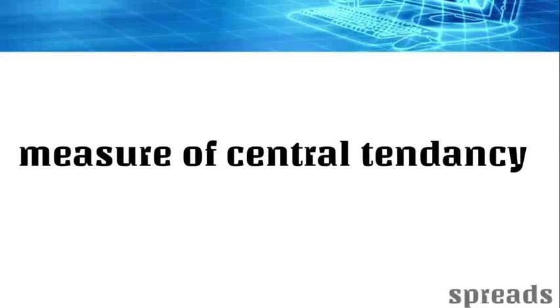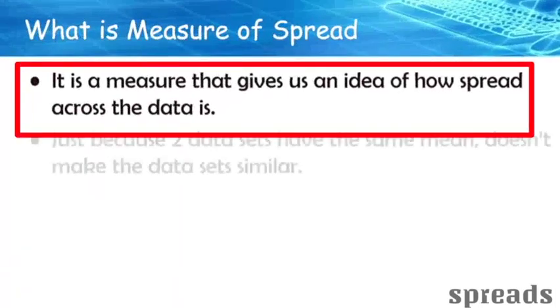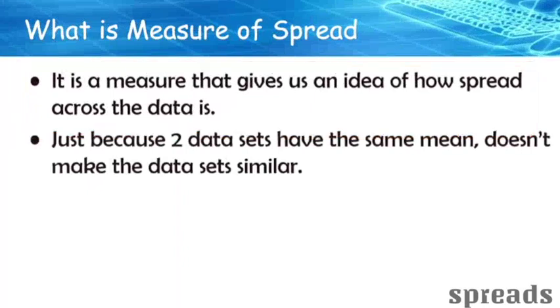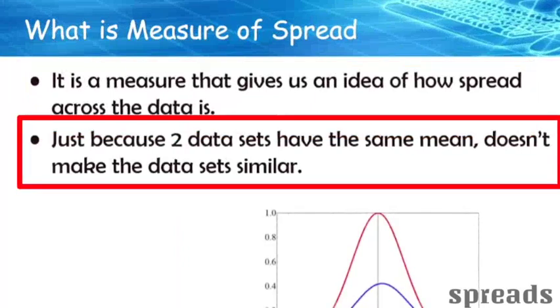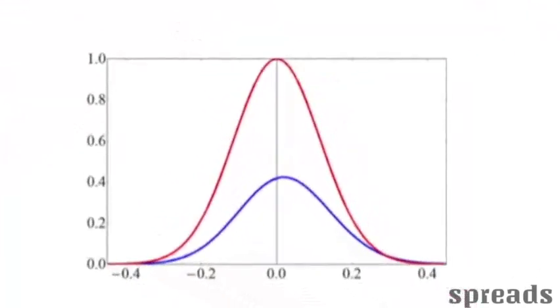Now that there is an understanding of measure of central tendency, let us look at what exactly is the measure of spread, or variability. It is a measure that gives an idea of how spread out the data is, and we'll be looking at two data sets which have similar characteristics.